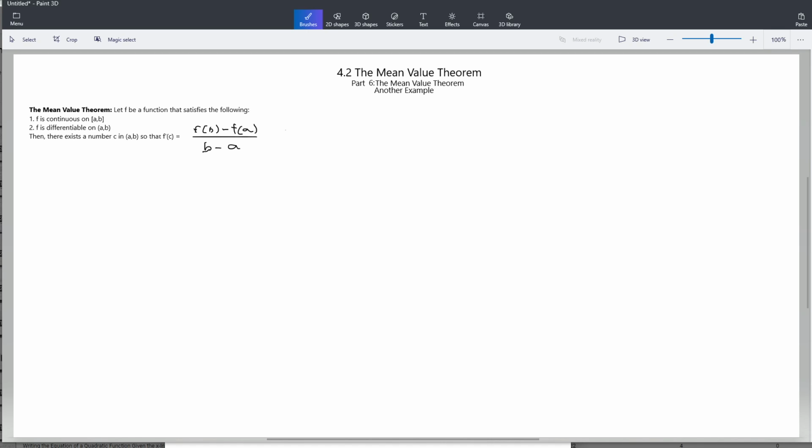Hello everybody, we're going to look at another example of using the mean value theorem. This example is a little bit more in depth, so let's go ahead and get started.